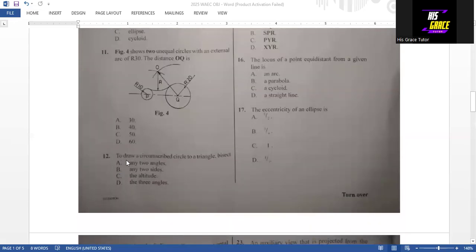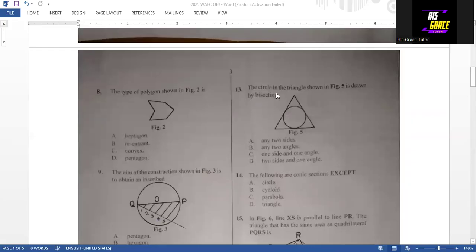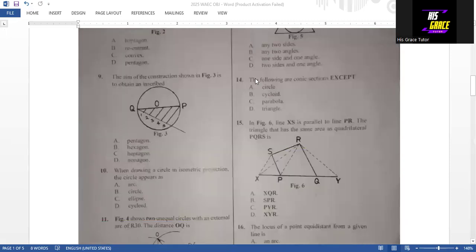Then question 12, to draw a circumscribed circle to a triangle, we have to bisect any 2 sides. So option B is the answer to question 12. Then when we move to question 13 here, the circle in the triangle shown in figure 5 is drawn by bisecting any 2 angles. That is option B, the answer to question 13. Then question 14, the following are conic sections except cycloid. So option B is the answer to question 14.